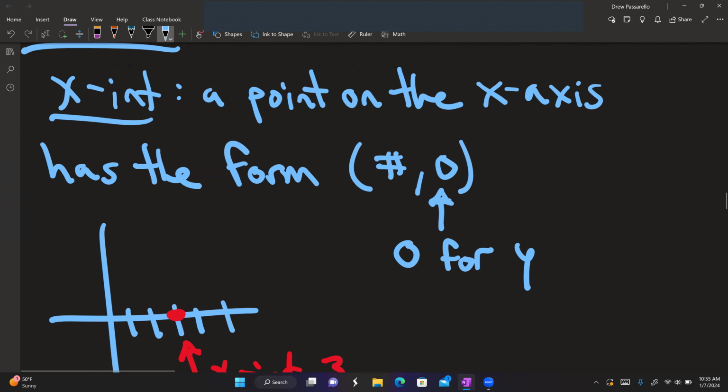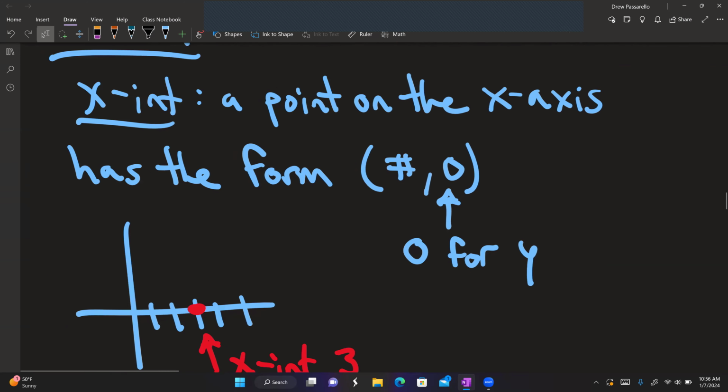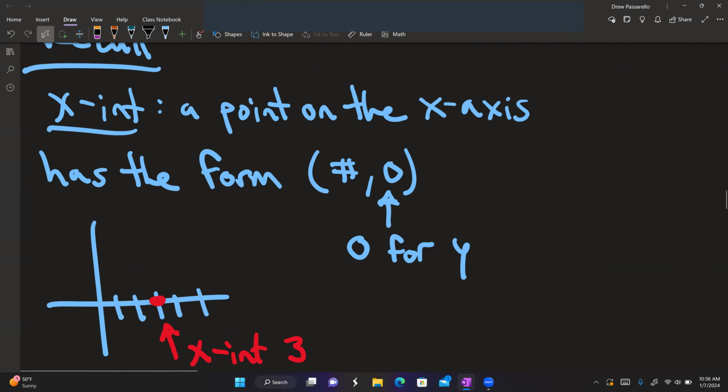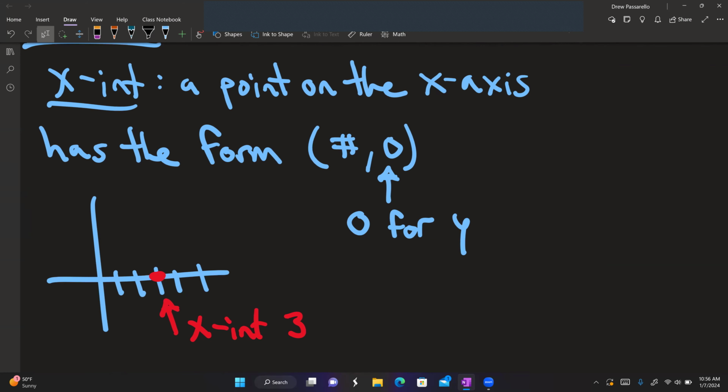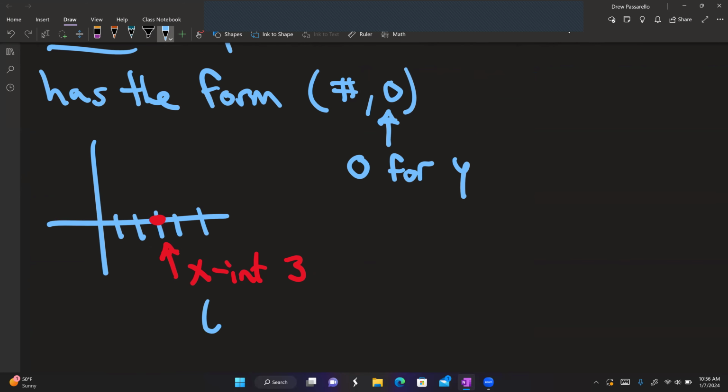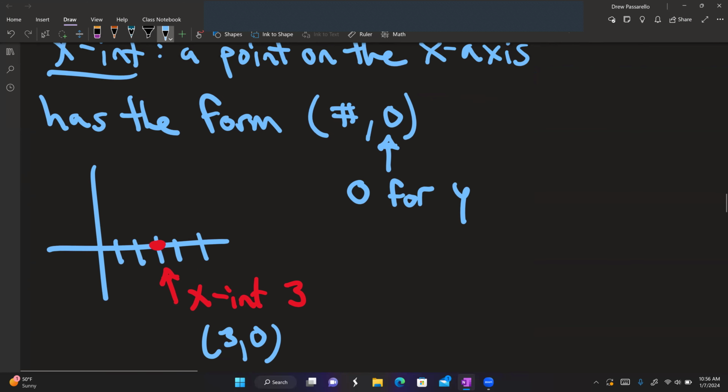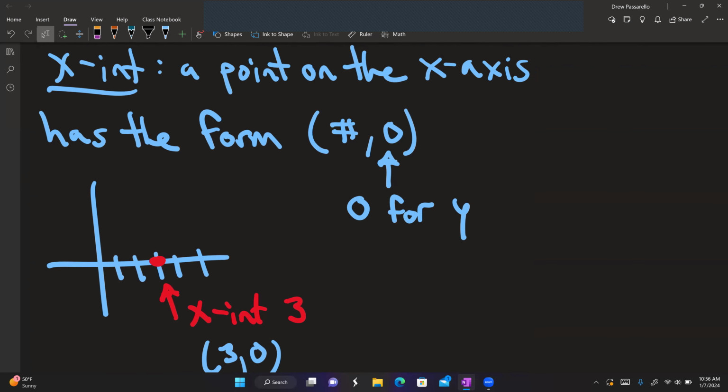All right, so an x-intercept is a point on the x-axis that has the form of some number for the x-coordinate and 0 for the y-coordinate. In this picture, I drew an x-intercept 3, which is the same thing as the point 3, 0. All right, now, this is just background information I'm going into first before I do the problem.